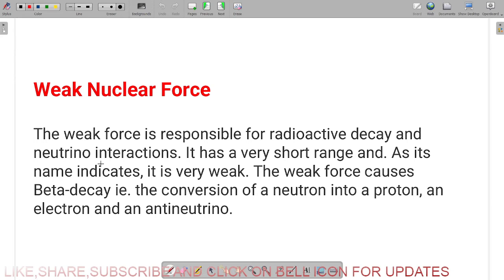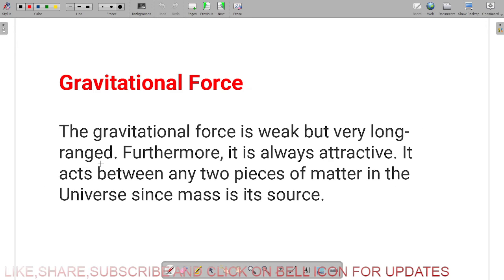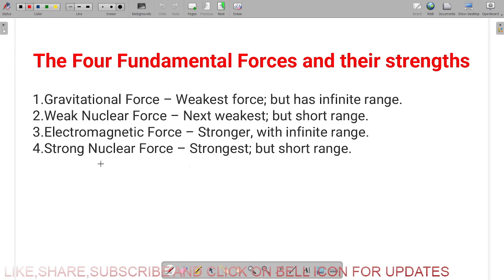The weak force causes beta decay, that is the conversion of a neutron into a proton, an electron, and an antineutrino. That means in nuclear objects this force exists and this force is very weak. So this is one of the four natural forces, that is the weak nuclear force. Then we can see electromagnetic force. The third one is electromagnetic force.